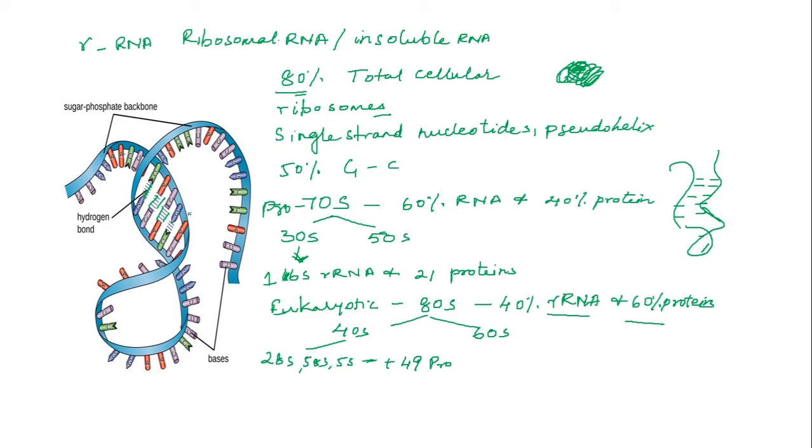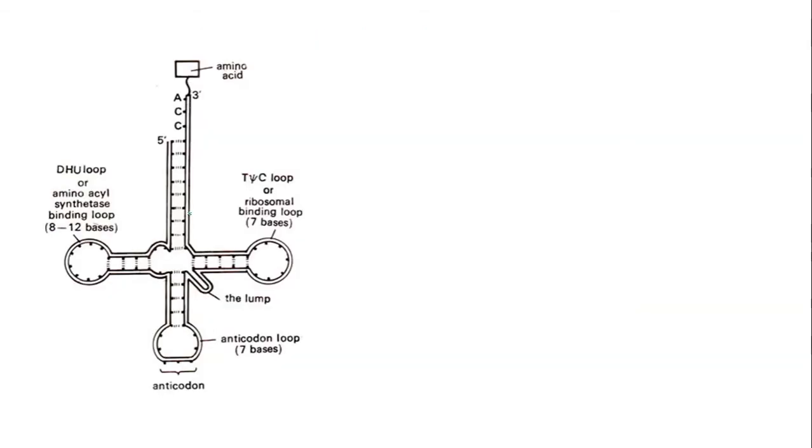Now let us talk about the next RNA, that is the transfer RNA. This is a cloverleaf model of transfer RNA, but first let us see the general structure of transfer RNA, what is present in transfer RNA, then we'll discuss the model. This is transfer RNA, or in short we can write tRNA.